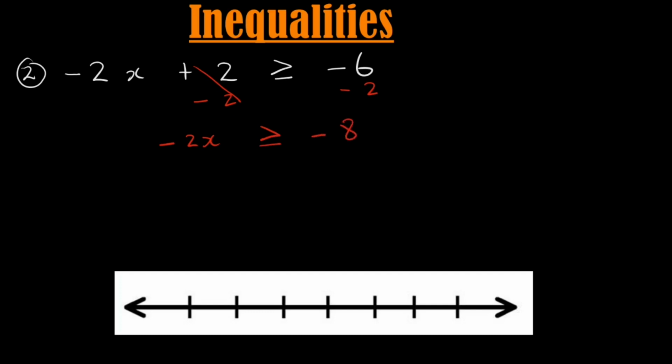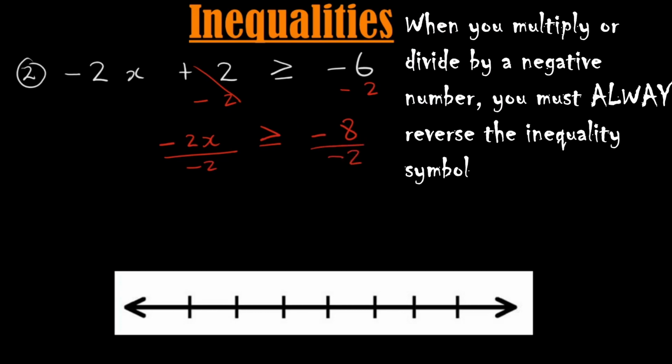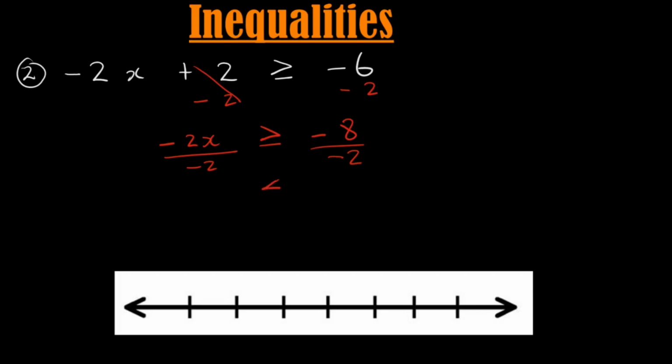So we have gotten rid of this plus 2. Now we need to get rid of the -2. So to get rid of the -2, we have to divide both sides by -2. Now here is a little trick. Whenever you multiply or divide an inequality by a negative number, you have to swap or reverse the symbol, right? So we're going to reverse the symbol. So it's going to become a less than or equal to symbol. And this will be x, will give us a positive 4. Therefore, the answer is x is less than or equal to 4.